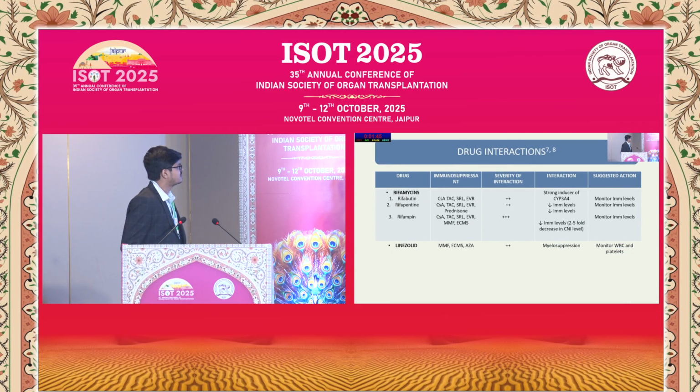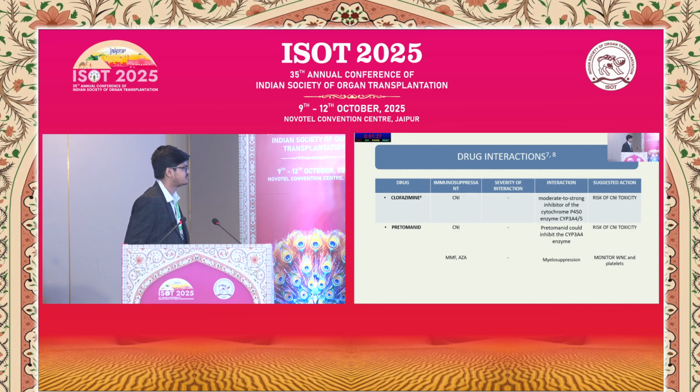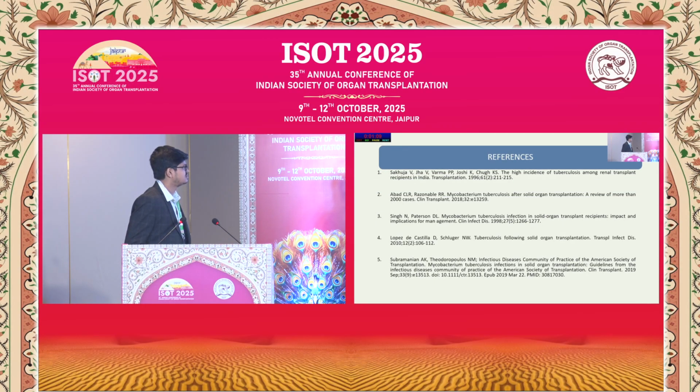So we are most afraid of the drug interaction in our patients. We all know what rifampicin can do. It decreases the immunosuppression level, a 2 to 5-fold decrease in the CNI level. So we have to monitor the immunosuppression level. But if we are using linezolid, there is an increased risk of myelosuppression, and our patients are mostly on mycophenolate and azathioprine. So we need to monitor WBC and platelets. There are few articles on clofazimine and bedaquiline with drug interaction, and both drugs are moderate to strong inhibitors of cytochrome P450. So it increases the CNI toxicity risk, and also bedaquiline can cause myelosuppression. So when we are using them with mycophenolate and azathioprine, we have to monitor WBC and platelets. These are all the references.